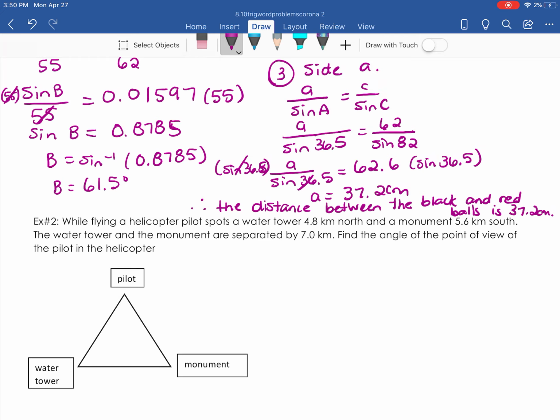Okay. So for this next one, while flying a helicopter, a pilot spots a water tower 4.8 kilometers north and a monument 5.6 kilometers south. The water tower and the monument are separated by 7 kilometers. Find the angle of the point of view of the pilot in the helicopter. So now this time we have 3 sides. So we have side, side, side, which means that we are going to do cosine law.